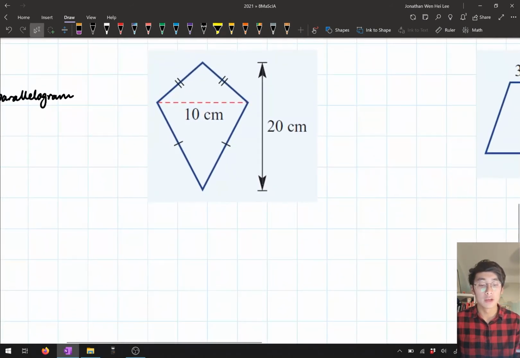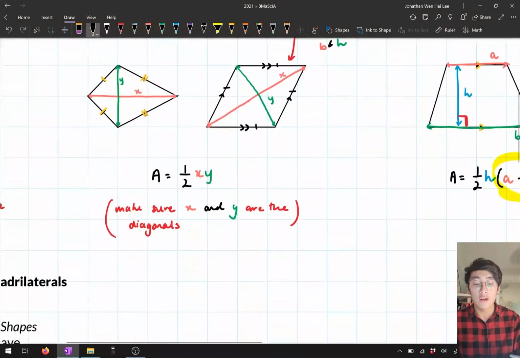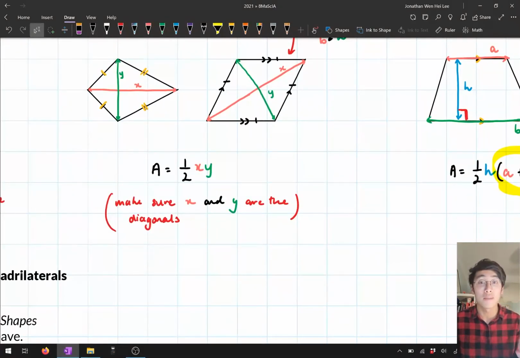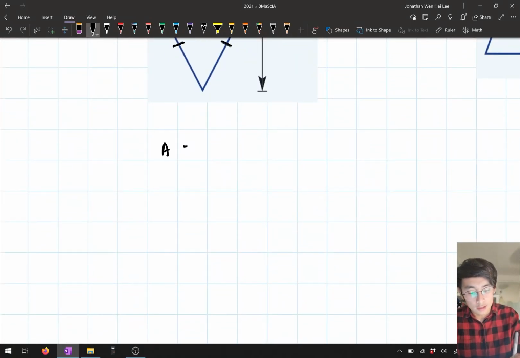This shape over here. If you have a look, they tell me that I've got two pairs of equal sides, and the equal sides are right next to each other. So that tells me that this shape is a kite. And so with a kite, I can look for my kite formula, which is half xy, and I need to make sure that x and y are my two diagonals. So here, I'm just going to write that down. A is equal to half xy.